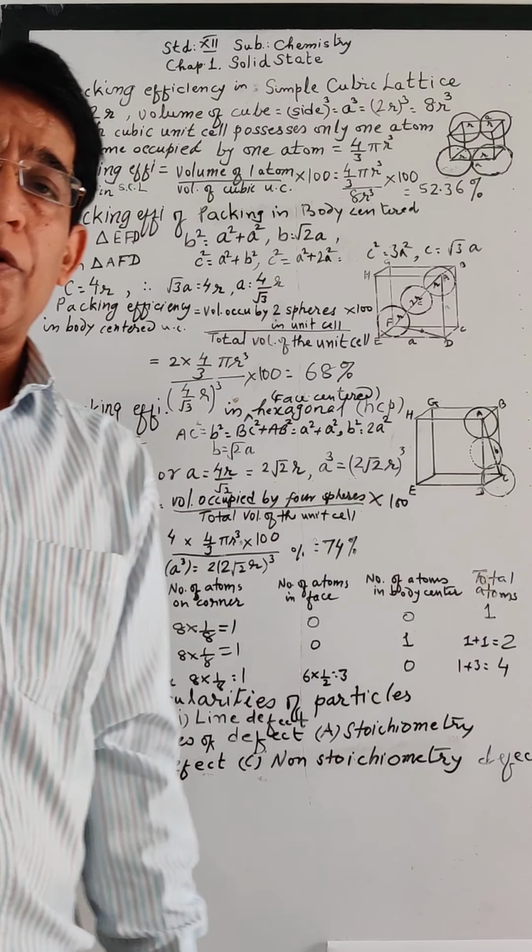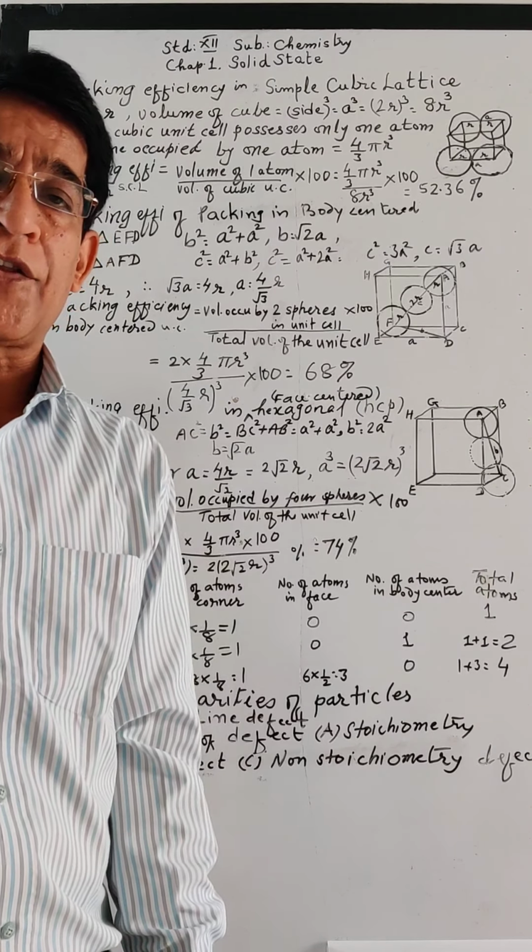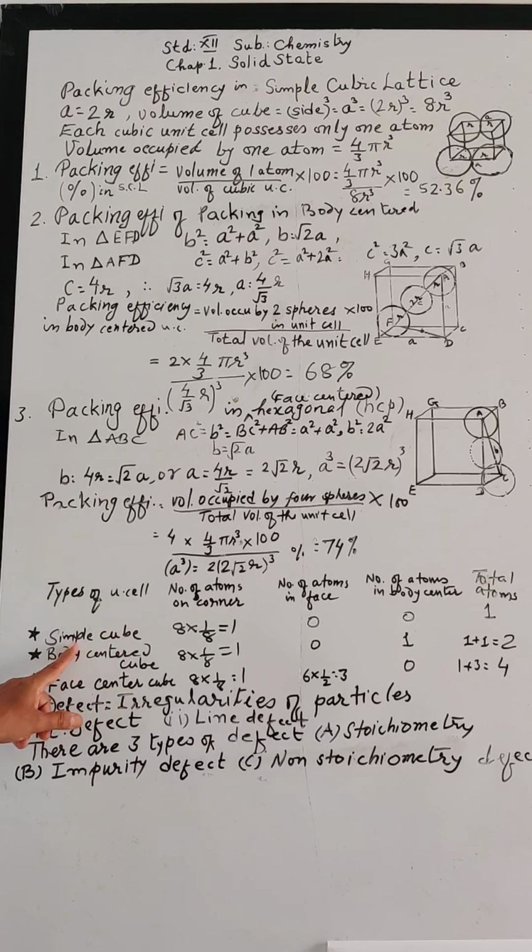Topics are unit cells and its types. Unit cells means smallest particle of lattice. Types of unit cells: simple cube, body centered cube, face centered cube.